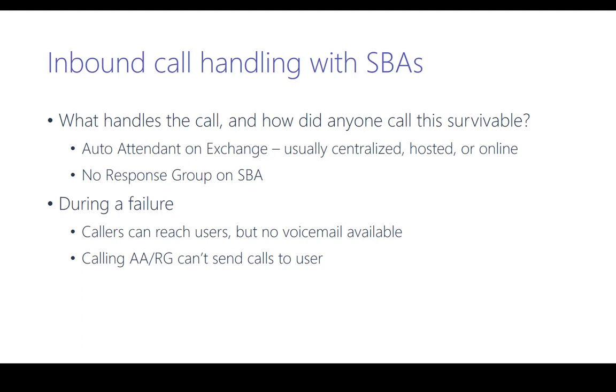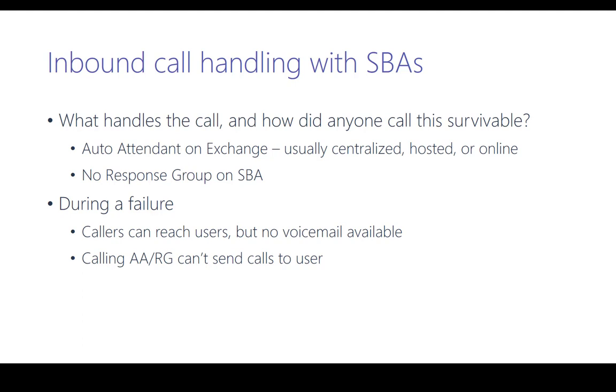So with SBAs and inbound calling, you want to be careful. Remember, I said that the SBA really doesn't have any functionality in it. This extends to auto attendants that are hosted on Microsoft Exchange. Those are usually centralized, they're hosted, maybe they're online, but you're probably not going to see a branch office that has an Exchange server in it. So if the wide area network is down from your branch office to where your Exchange server is, you're not going to have voicemail functionality, and you're not going to have auto attendant functionality.